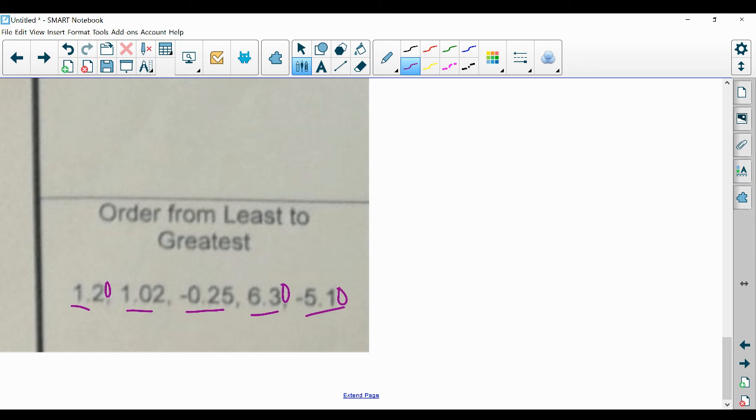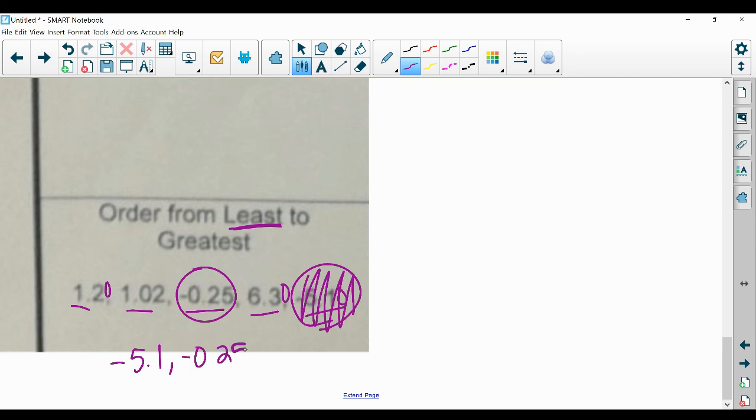Least would be the worst deal. So the worst deal is going to come in with our negatives. We have owing 25 cents and owing $5.10. Well, which would be the worst to owe? The worst to owe would be $5.10. Okay, that would be the worst. So he would be the smallest. Then the next worst would be owing somebody a quarter, 25 cents.